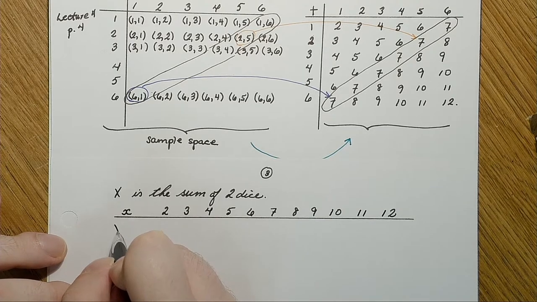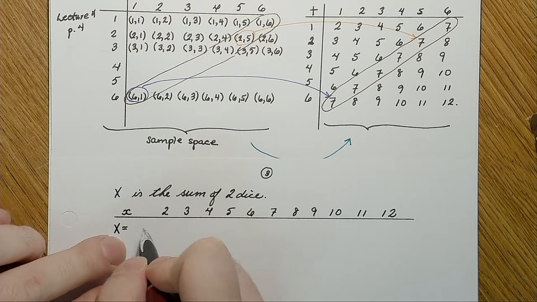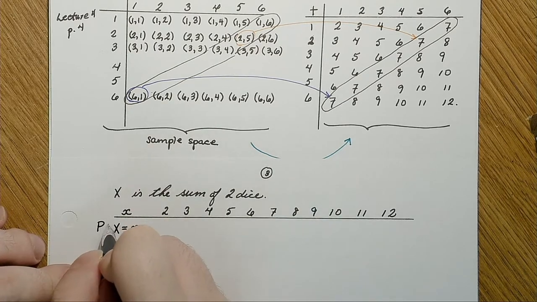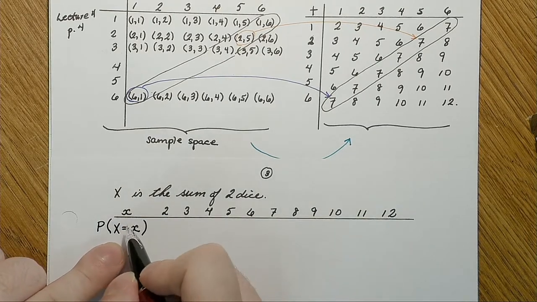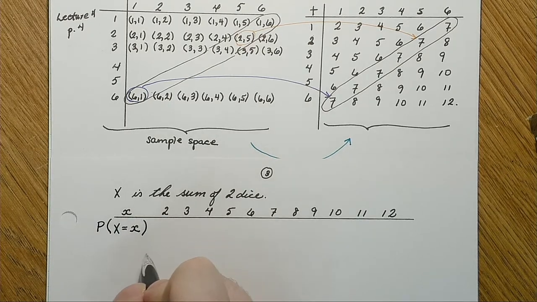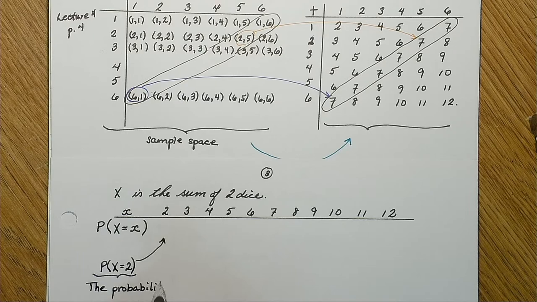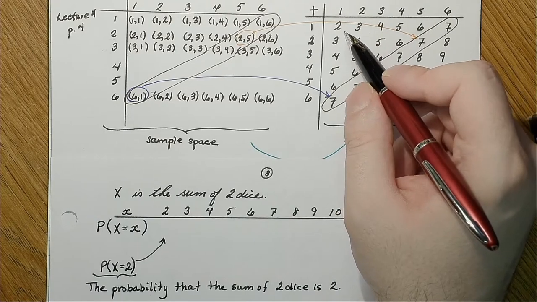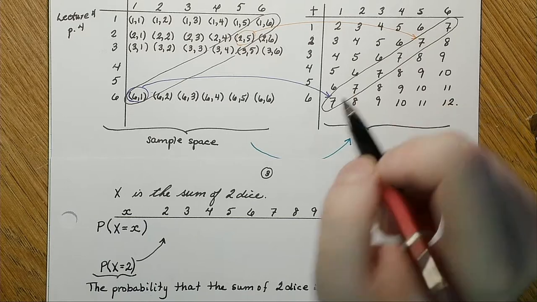Now what we're interested in is not the random variable itself, but the probability. So what this is saying then is, what is the probability? So in this case, let's say over here, this would be the probability of x equals 2. So again, I'll express this in words. It's the probability that the sum of two dice is 2. So looking up here, what is the probability that the sum of two dice is 2? What do you think in the chat?